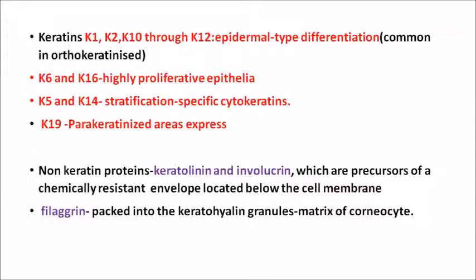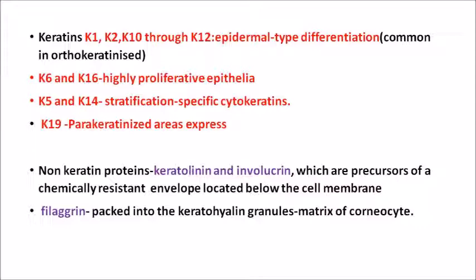Now about the non-keratin proteins. We have proteins other than keratin also. Mostly we have keratolinin and involucrin. What is the function of these proteins? They are precursors of a chemically resistant envelope below the cell membrane. Our cell will have a cell membrane and below the cell membrane there is a chemically resistant envelope. So keratolinin and involucrin are the precursor proteins for this envelope.